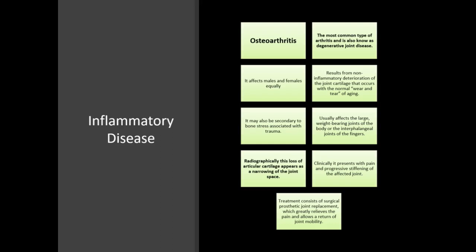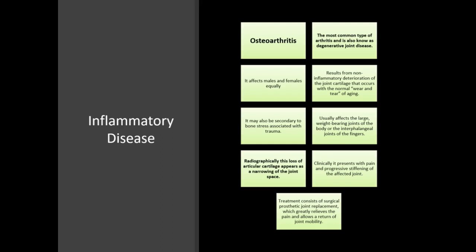Osteoarthritis. All right, the most common type of arthritis, also known as degenerative joint disease. It affects males and females equally, results from non-inflammatory deterioration of the joint cartilage, and occurs with normal wear and tear of aging. It's also secondary to bone stress associated with trauma. So if you have any fractures, you can get osteoarthritis. Usually affects large weight-bearing joints of the body and interphalangeal joints of the fingers. Radiographically, this loss of articular cartilage appears as narrowing of the joint space. Clinically presents with pain and progressive stiffening of the joint.